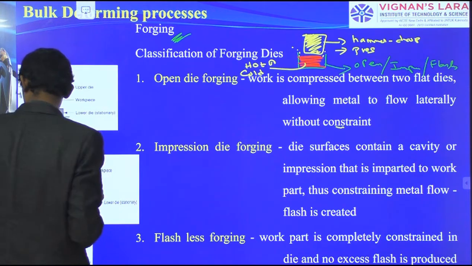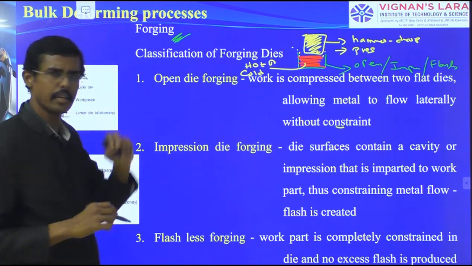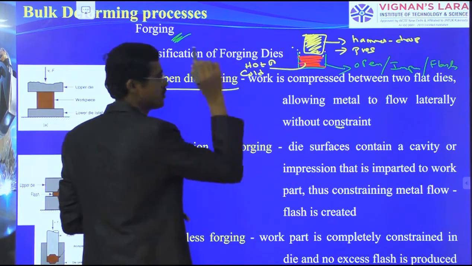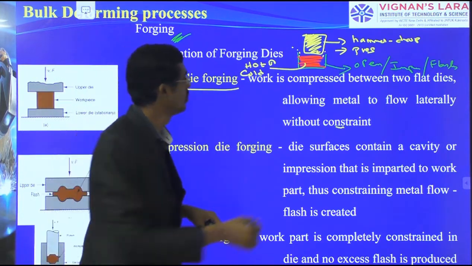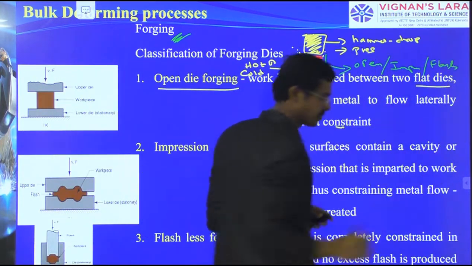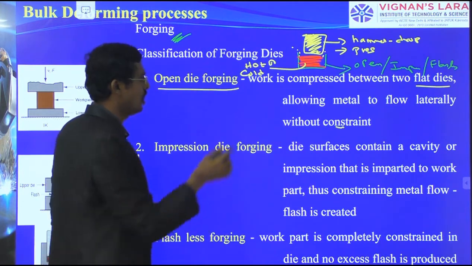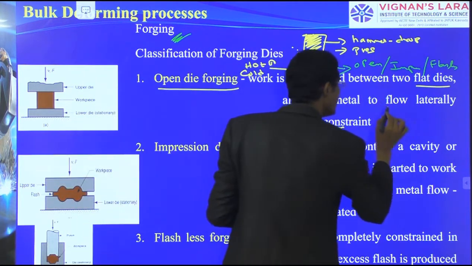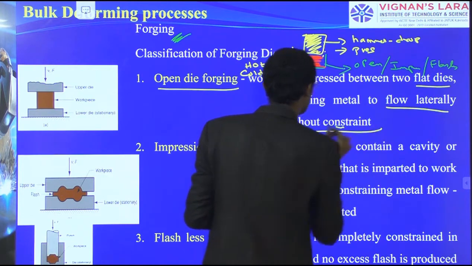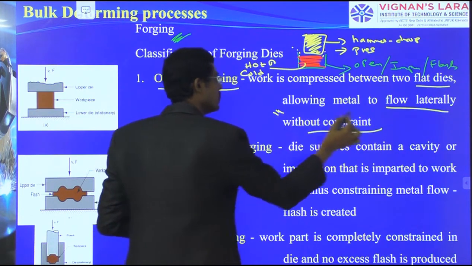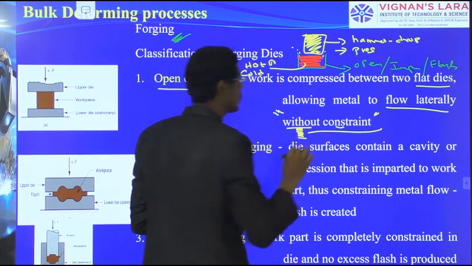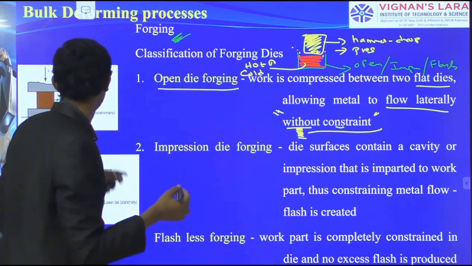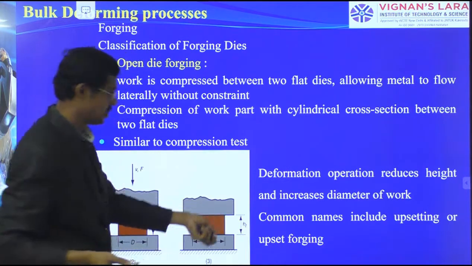Number one I have taken as open die forging, that is, work is compressed between two flat dies allowing metal to flow laterally without any constraint. This word is very important: without any constraint. What is without constraint? We have to see here.